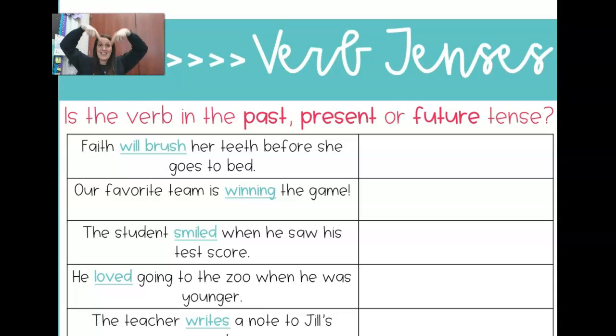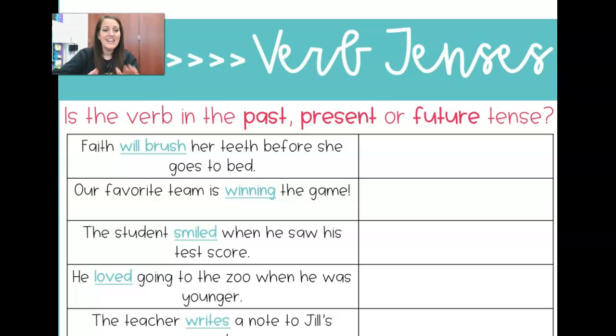Present, because they haven't won yet. They're working on it, they didn't already win. They're winning right now. The student smiled when he saw his test score. Your clue there should be the ED. That already happened. So he already smiled because he already got it. He loved going to the zoo when he was younger. Past tense. Something when he was younger should be your hint. He's not young anymore, apparently.